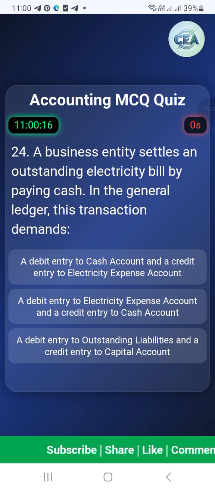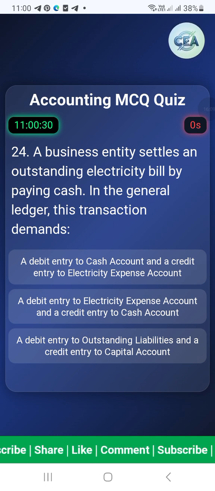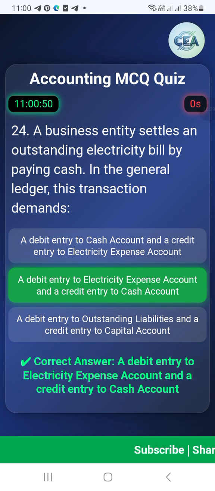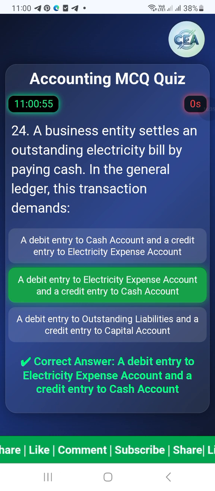24. A business entity settles an outstanding electricity bill by paying cash. In the general ledger, this transaction demands: Option 1. A debit entry to cash account and a credit entry to electricity expense account. Option 2. A debit entry to electricity expense account and a credit entry to cash account. Option 3. A debit entry to outstanding liabilities and a credit entry to capital account. Correct answer is a debit entry to electricity expense account and a credit entry to cash account.